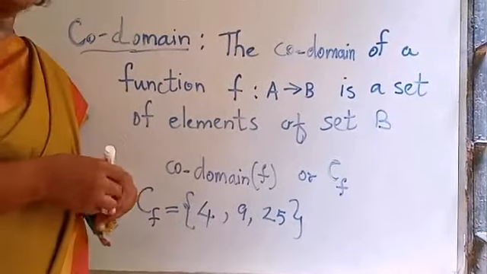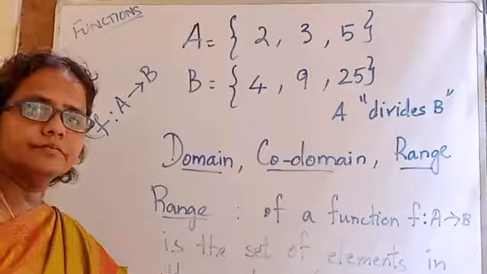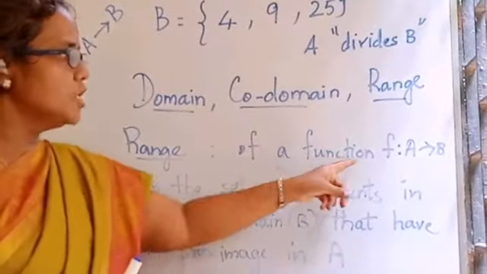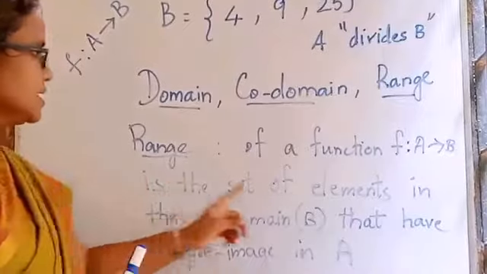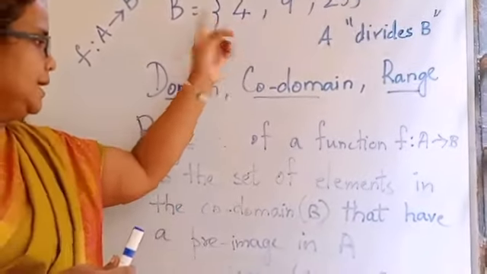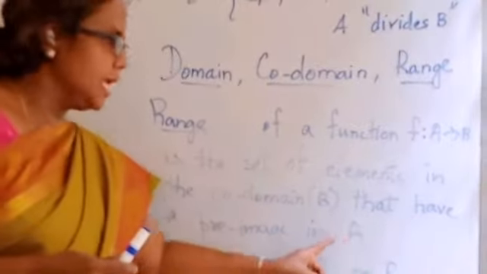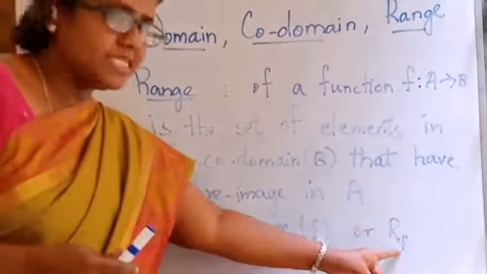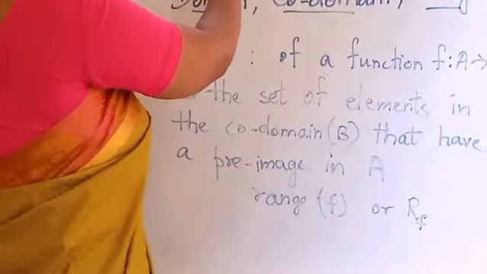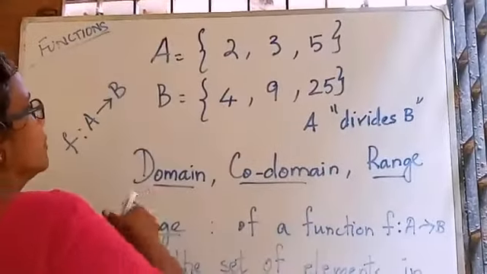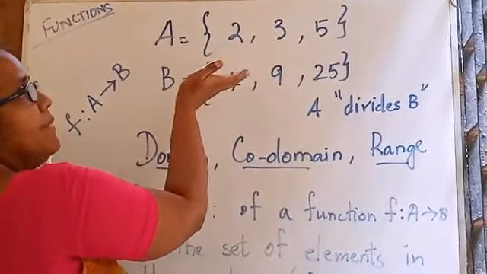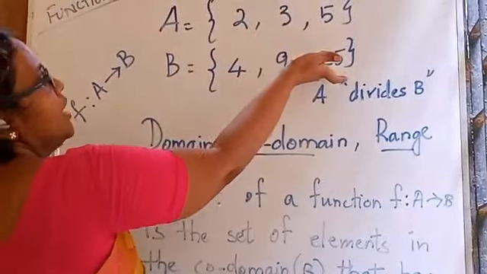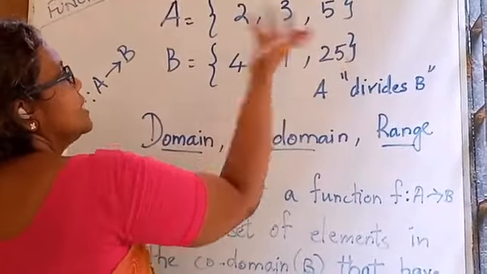Moving on to the definition of a range. What is a range now? A range of a function can be defined like this. The range of a function f from A to B is the set of elements in the codomain B that have a pre-image in set A. The range is represented like this, R suffix f. So consider the elements present in set B. What are the elements that have a pre-image in set A? 4 has a pre-image 2, 9 has a pre-image 3, 25 has a pre-image 5. So these elements are called the range.